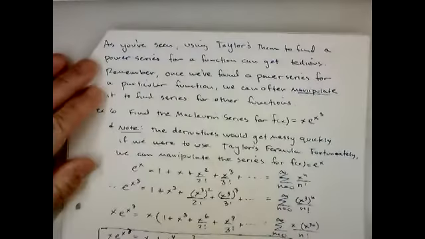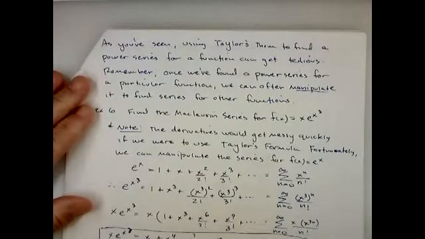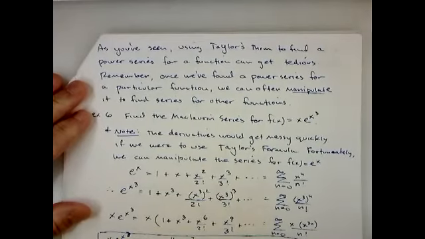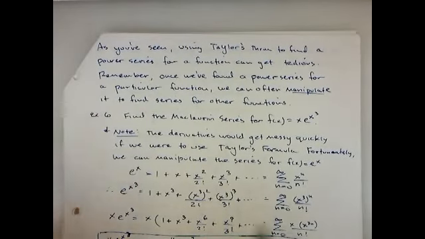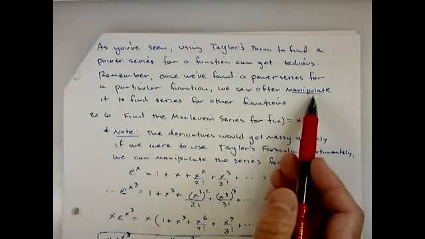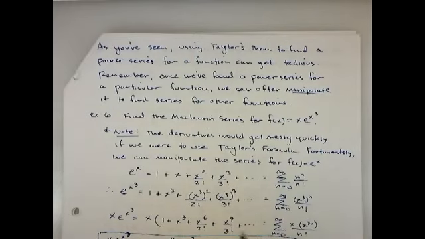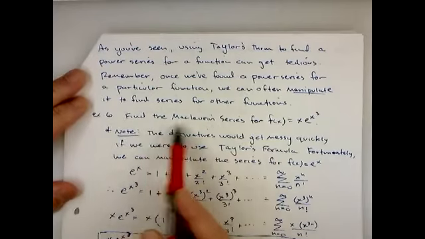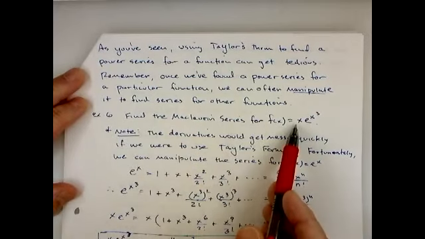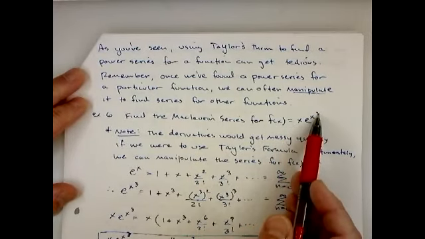All right. Now we've seen using Taylor's theorem to find a power series from our first example can be pretty tedious. But remember, once you've found a power series for a particular function, we can often manipulate it to find series for other functions. For example, I just took the derivative of sine to get the series for cosine. Say I wanted to find a Maclaurin series for f of x equals x times e to the x cubed.